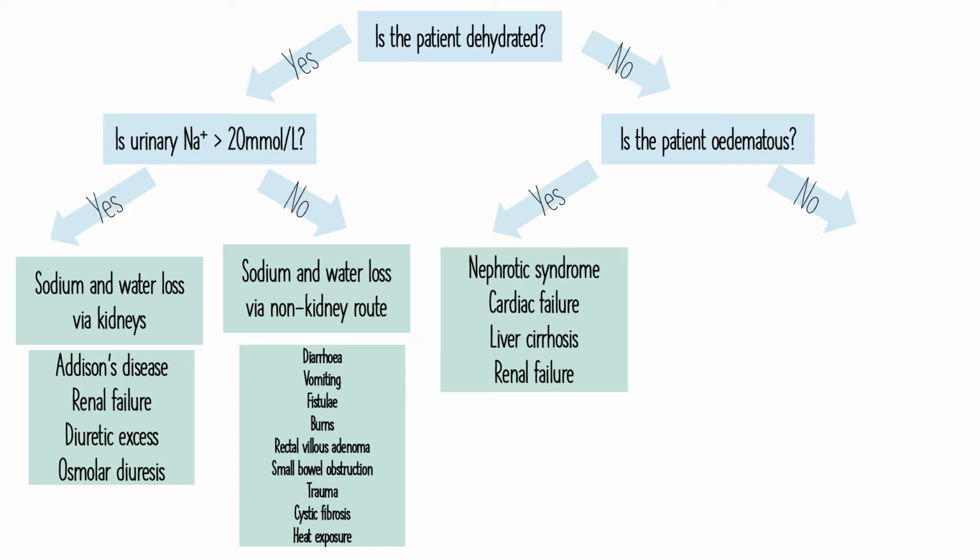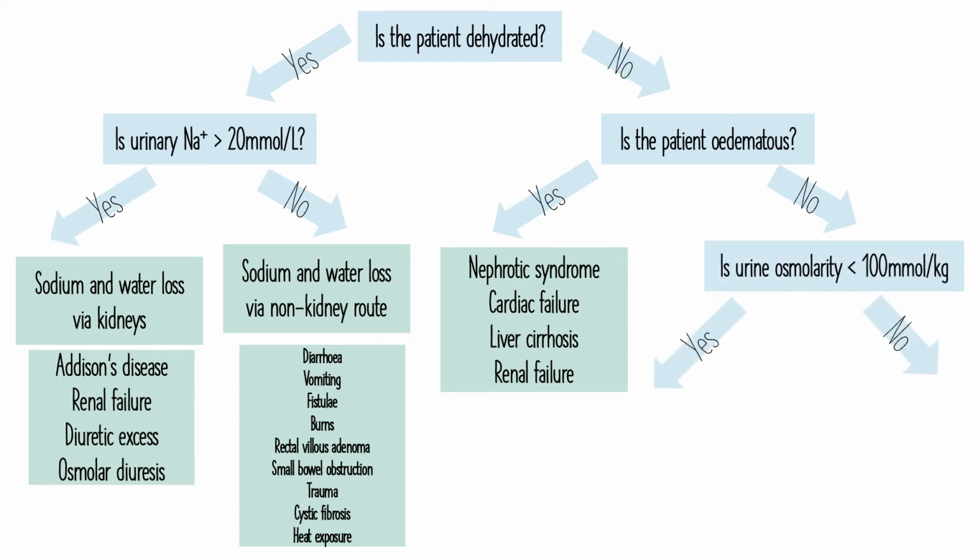Then there's liver cirrhosis, which we know can cause edema and renal failure. Okay, so what if the patient isn't dehydrated and they're not edematous? Well, then we need to look into urine osmolality. If there is less than 100 millimoles per kilogram, then suspect syndrome of inappropriate ADH secretion.